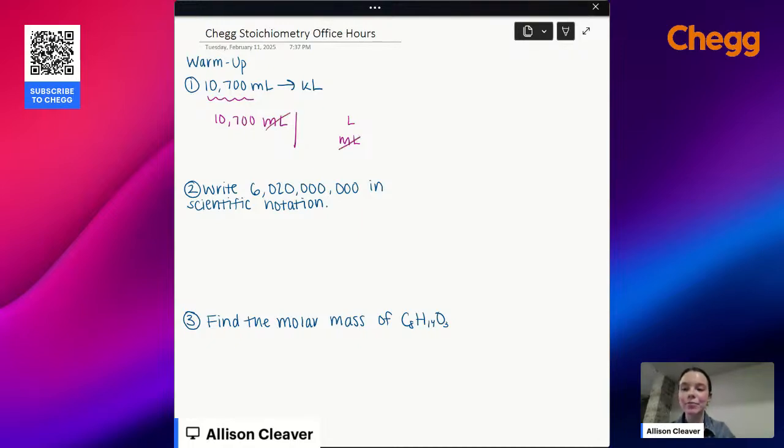So I'm going to cancel out my milliliters, and then I want to go from liters to kiloliters. Same thing as with the milliliters. If I want to cancel the liters out, I have to put liters on the bottom and kiloliters on top, and then I'm going to fill in those conversion factors. If you know any of the conversion factors, type them in the chat. If you know how to get from liters to milliliters or liters to kiloliters, let me know.